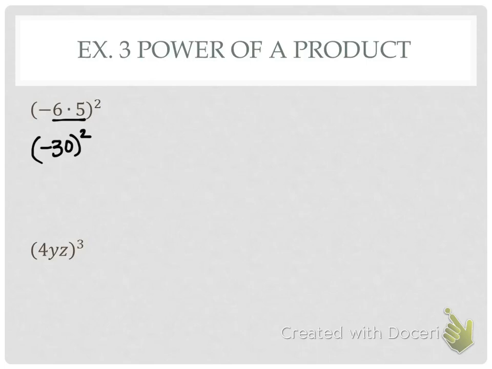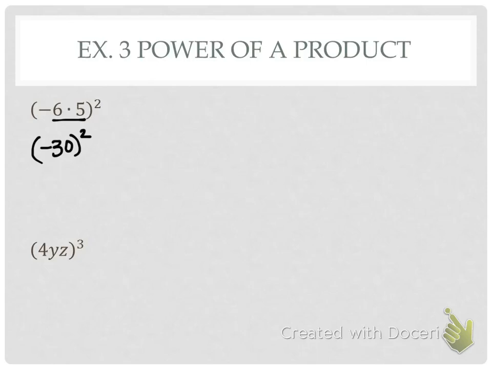The book teaches it different. The book teaches that you need to distribute this 2 to everything and then find out what that is and then multiply it. But I think this is much faster and much easier if you just multiply what's inside of parentheses and then do whatever the exponent says.